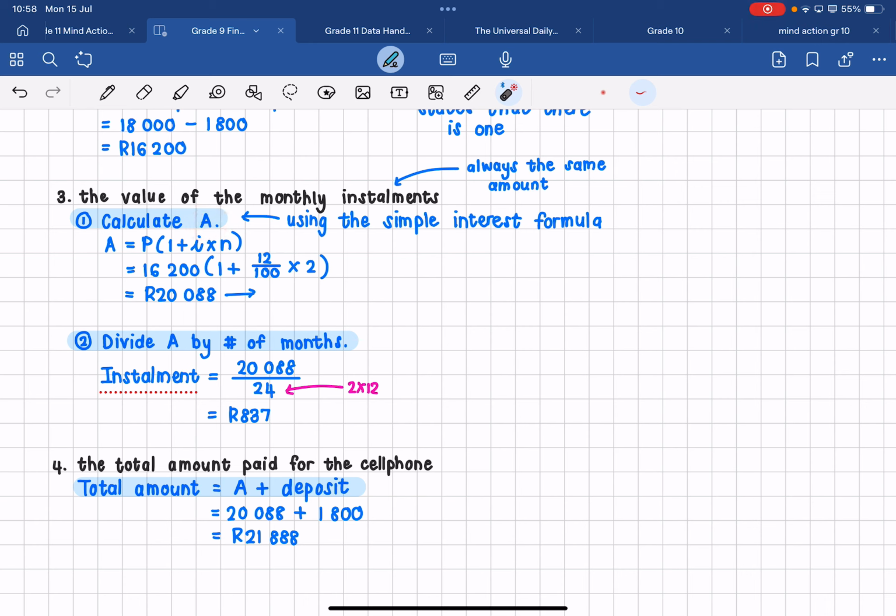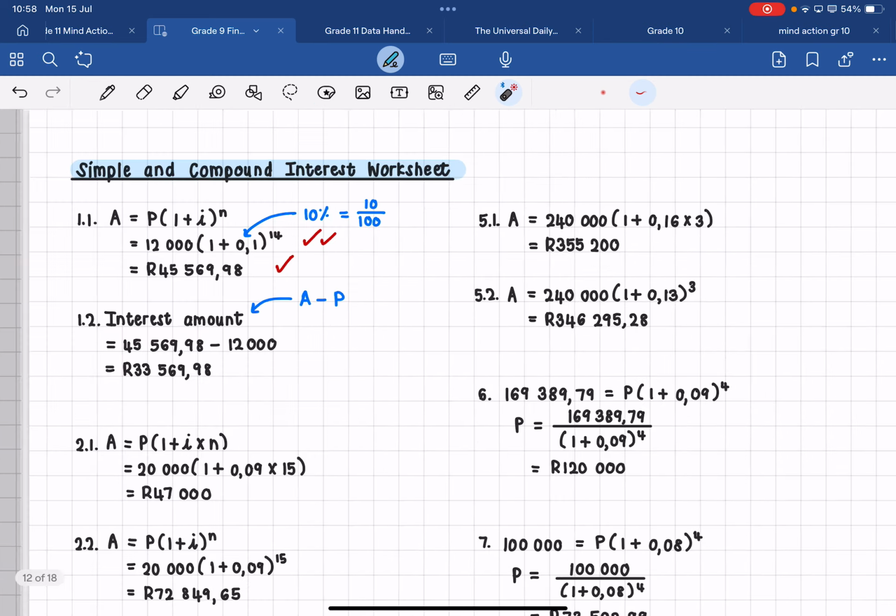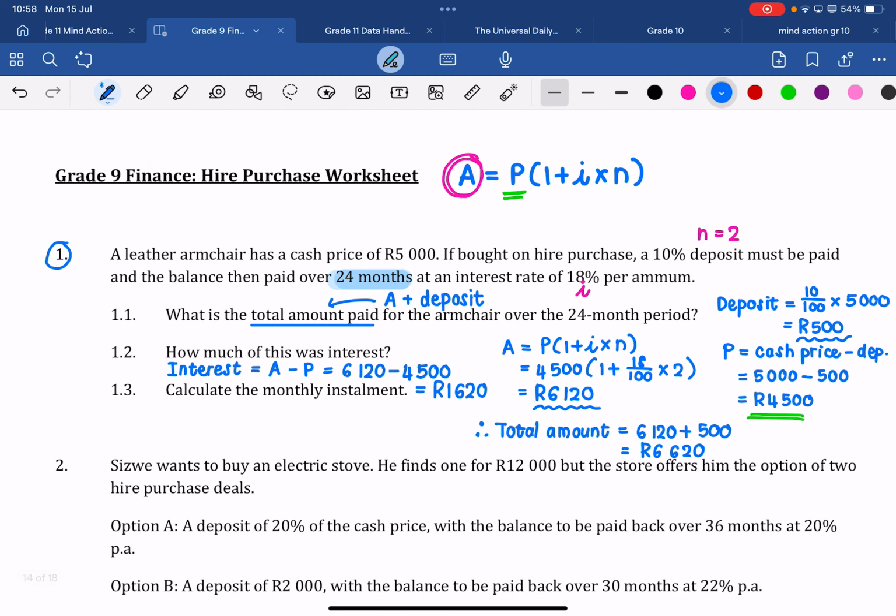Remember, in this question, we didn't have A yet, in the example that I did with you guys starting last week, right? But now we've actually already calculated A. Do you agree? What is A in our question that we just did? 6,120. So for the monthly installment, guys, you always have to divide A by the number of months. If you didn't have A yet, you would have to calculate it here. We already have A, so we are not going to have to calculate it again.